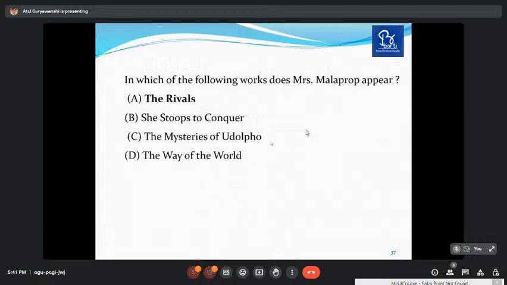Next. In which of the following plays does Mrs. Malaprop appear? The Rivals, written by R. B. Sheridan, She Stoops to Conquer, The Mysteries of Udolpho, or The Way of the World. The answer is The Rivals of R. B. Sheridan.